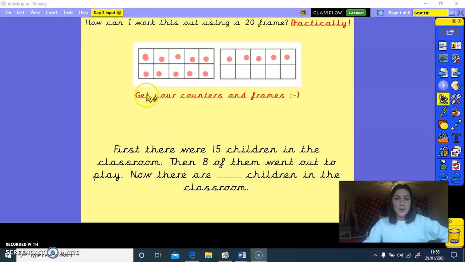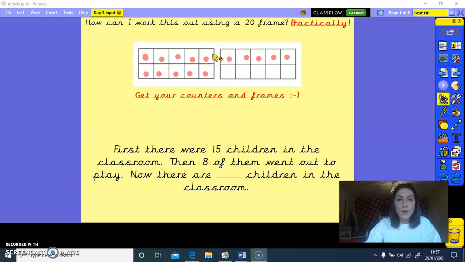So you want 15 of your counters, Lego pieces, Weetos, Cheerios, whatever you've got in your 20 frames, and then we will begin the next part. Okay, so I hope you are ready to rumble now with your 20 frame at the ready. So it says, first there were 15 children in the classroom.